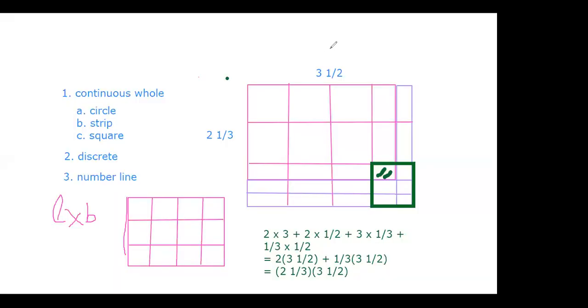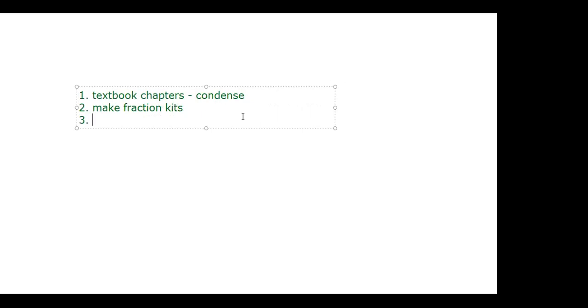These are the things that I want you to do. One is textbook chapters, so condense them the way I showed you. Second is make a fraction kit. I don't expect this to be completed in a day. It will take a bit of time, but start making. Definitely make the circles and fraction scales. Okay, these are the top priorities.